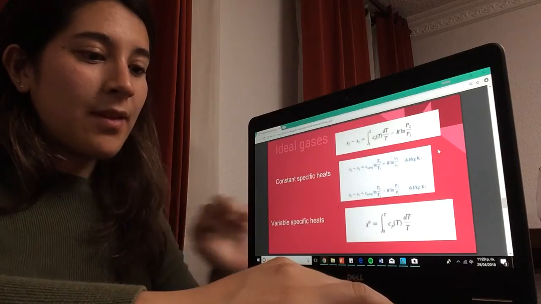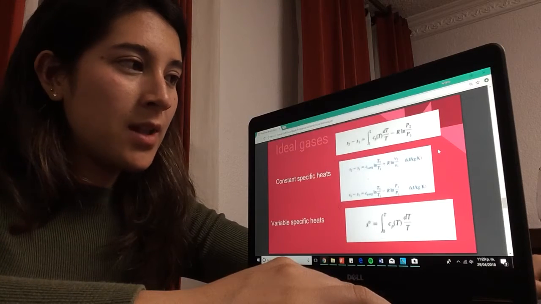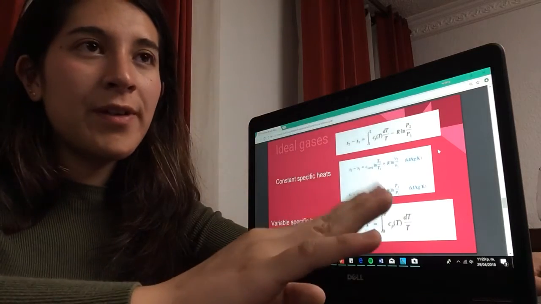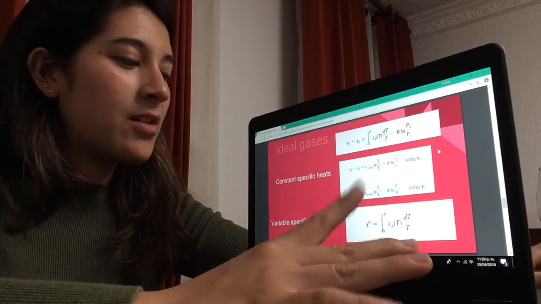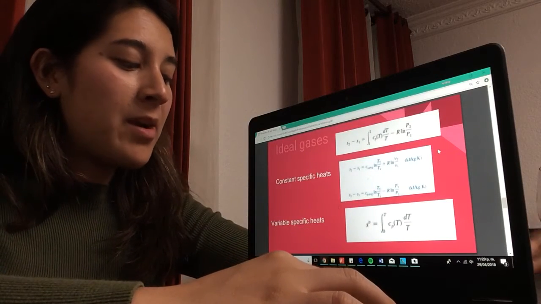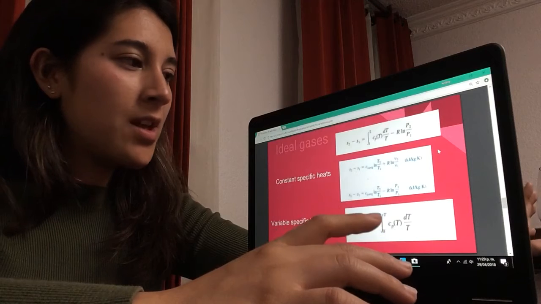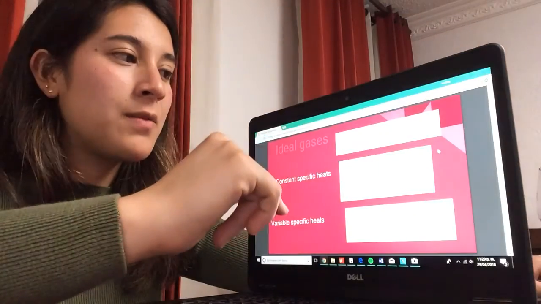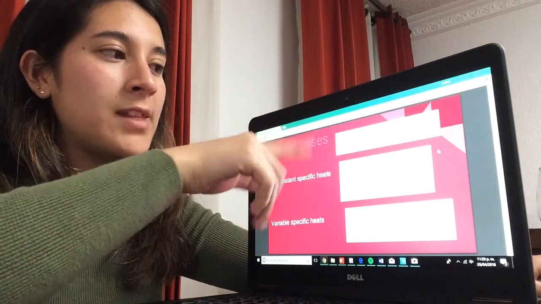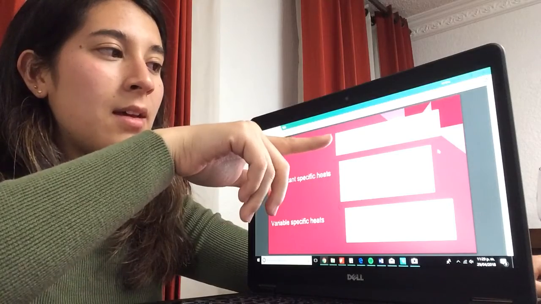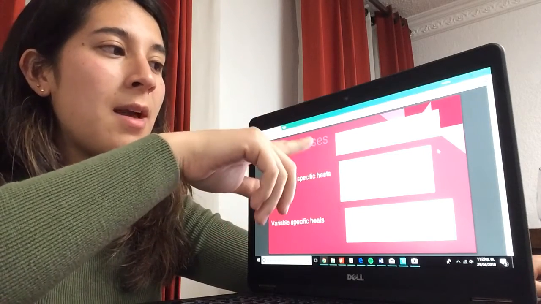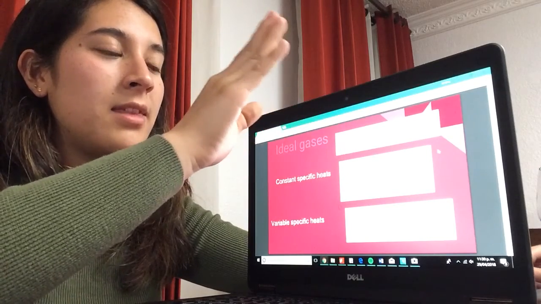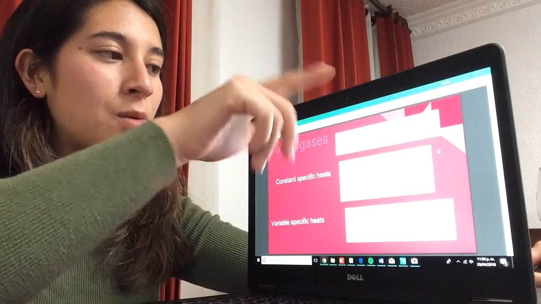And now, for ideal gases, we have a different equation, and we are going to have two different categories. One is the constant specific heats, and with variable specific heats, we are going to have another equation. So for constant specific heats, this equals the integral between the two reference states of the Cp times the change in temperature over the temperature, minus the constant R times the natural logarithm of the pressure 2 over the pressure 1.